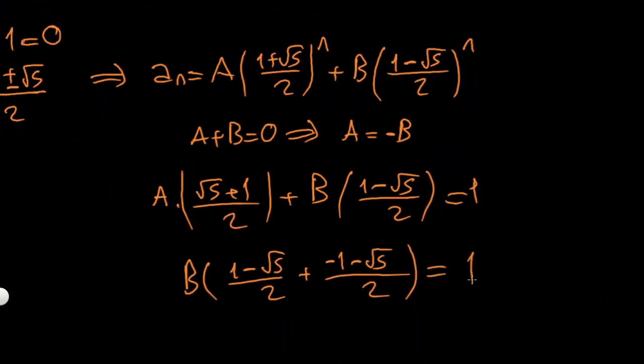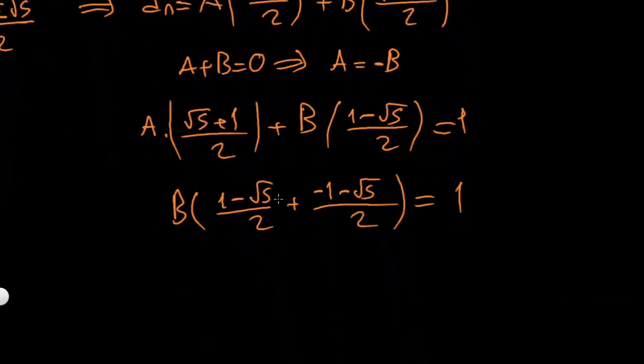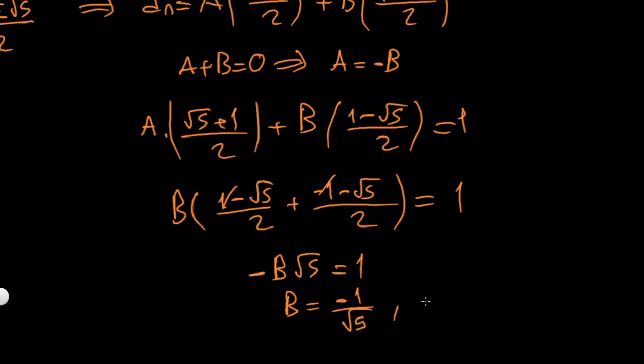So this is 1. And if I do it, this and this will cancel out. So this will be minus 2 square root of 5. And I will also divide it by this. So it will be b times square root of 5 is 1. So b is minus 1 over square root of 5. And b was minus a. So I can say a is 1 over square root of 5. And this is my answer.